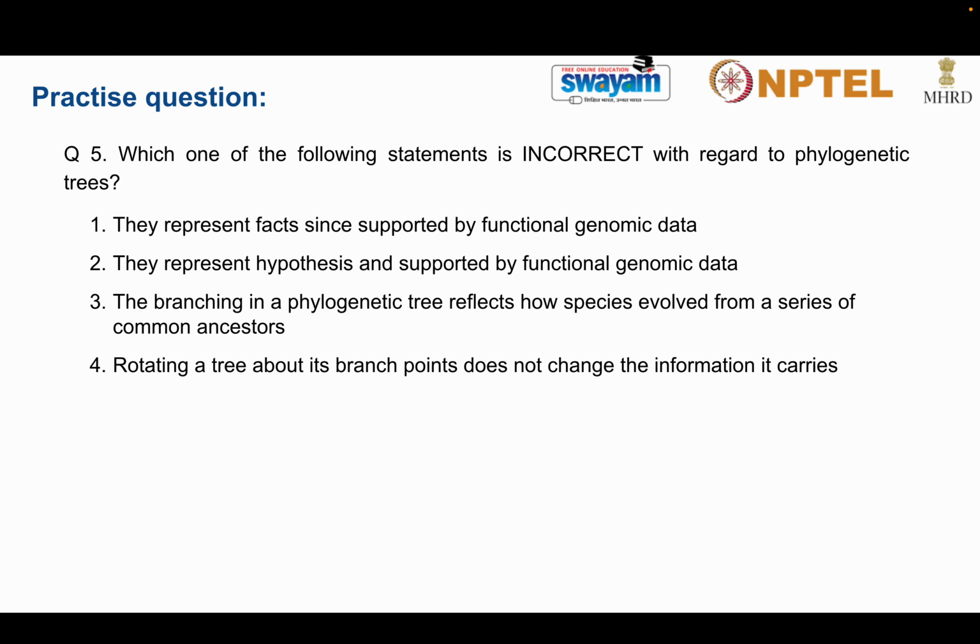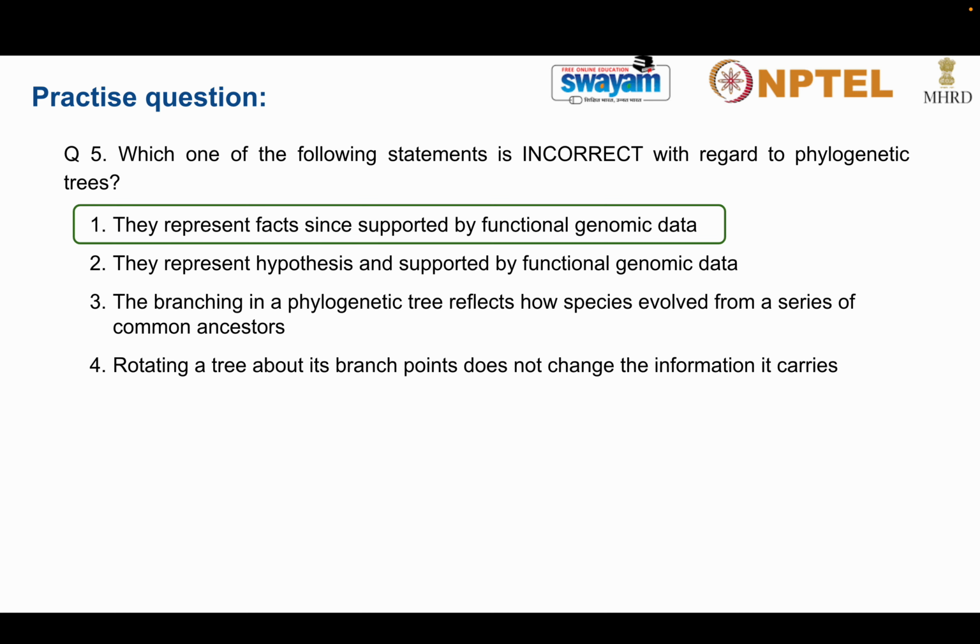By now we have discussed a lot about phylogenetic trees, so I hope you will be aware of the correct answer. So let's see. Option 1 is the correct option, that is, they represent facts since supported by the functional genomic data. Because as I have previously discussed, phylogenetic trees are not facts, but they are hypotheses. So that's why this option is the answer, as it is incorrect.